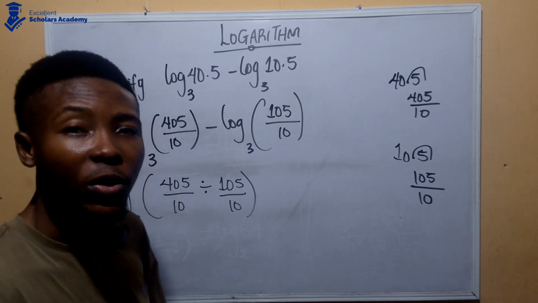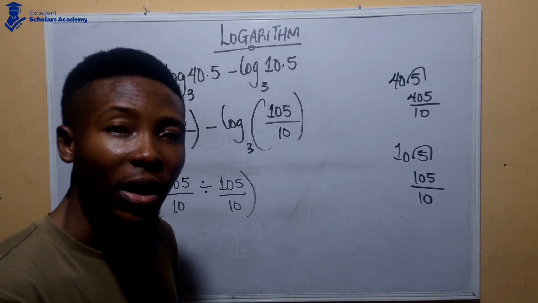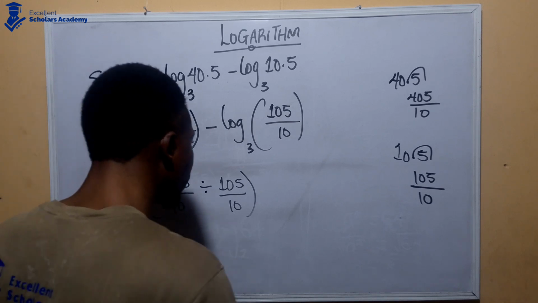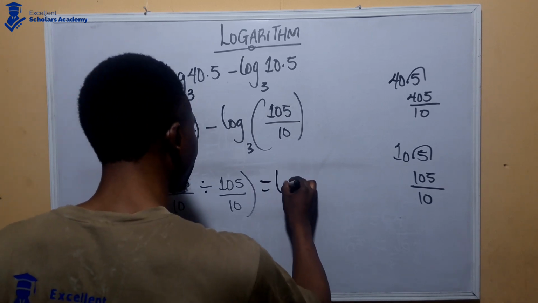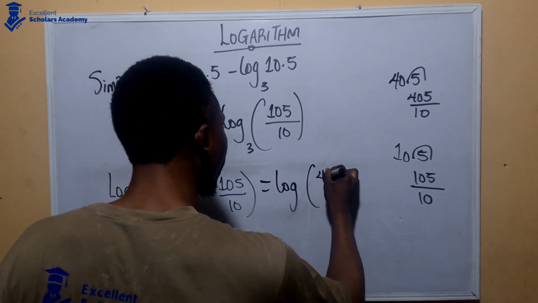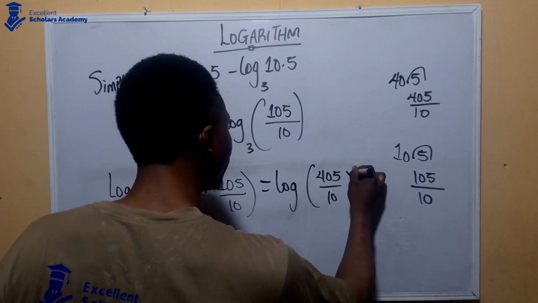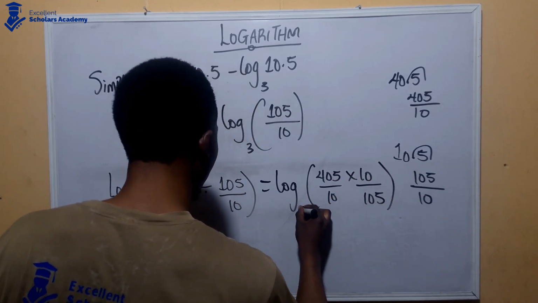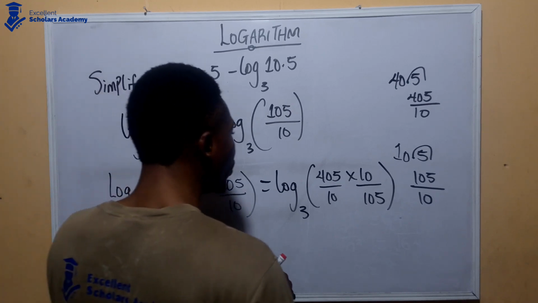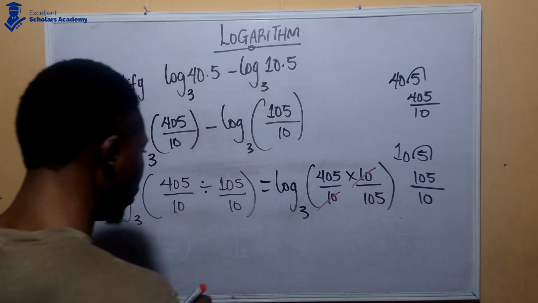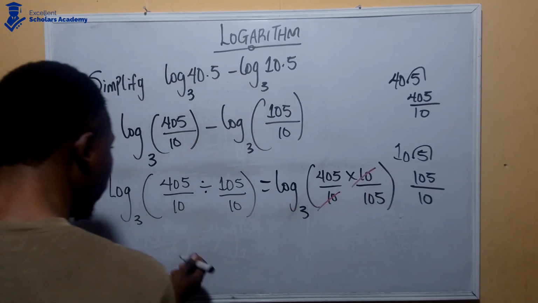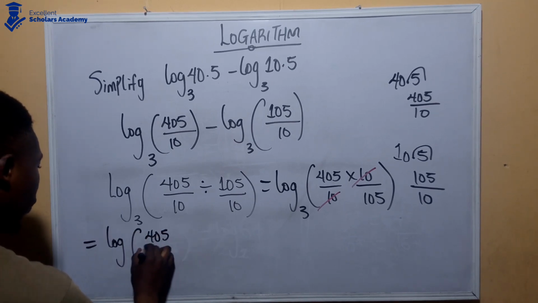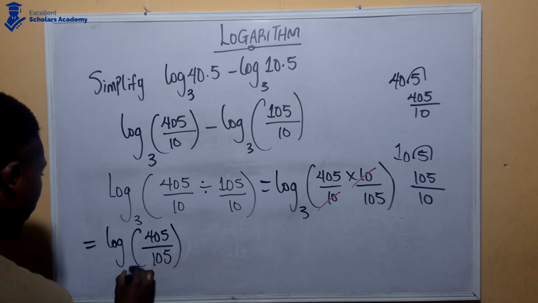And for division to change to multiplication, the fraction on the right-hand side will be inversed, all right? So this becomes log 405 over 10 multiplied by 10 over 105 base 3. So now we notice that 10 takes away 10 here. We're going to be left with 405 over 105. So this is going to be equal to log 405 over 105 base 3.